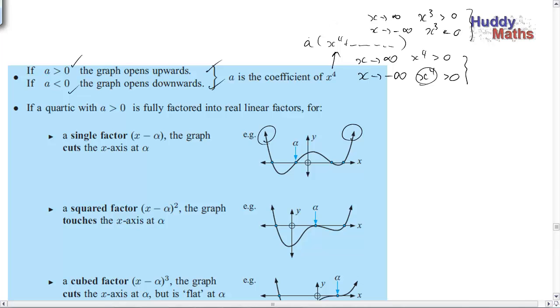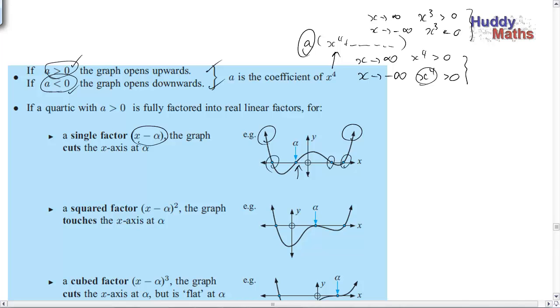That's important. And so we still have to look at the effect of that generalised A out the front, because it's going to determine the direction. If it's greater than 0, it's going to open upwards. Less than 0, it's going to apply negative and open downwards. So if we had a single factor, what does the graph of the function look like? With a single factor x take alpha, the graph cuts the x-axis at alpha.